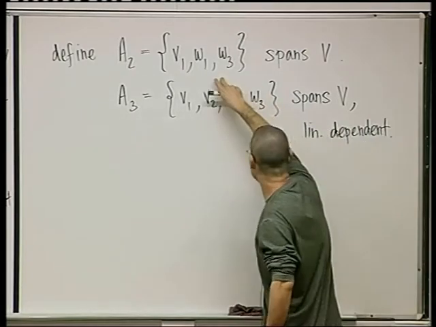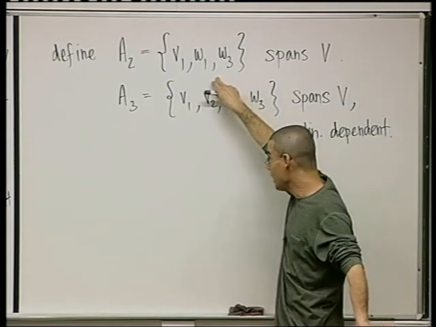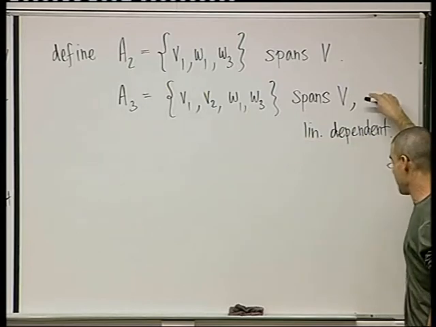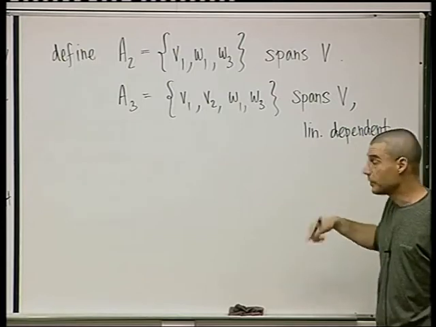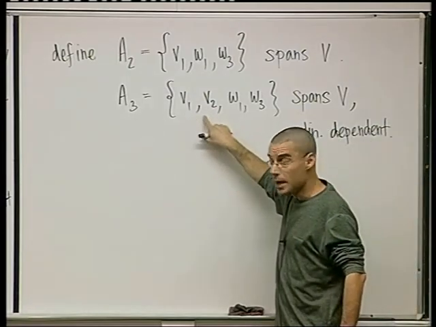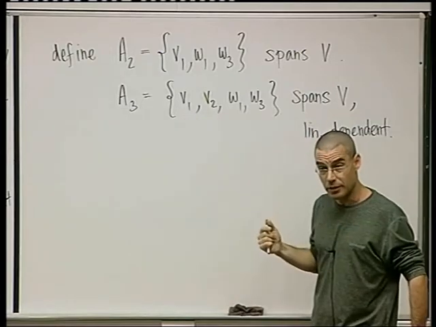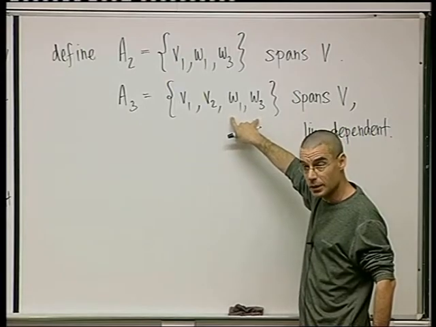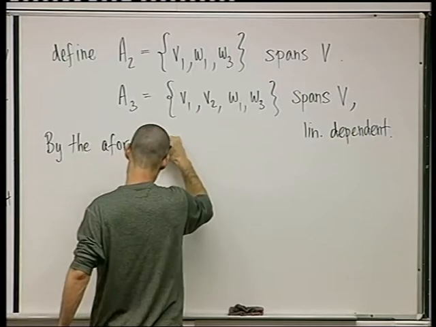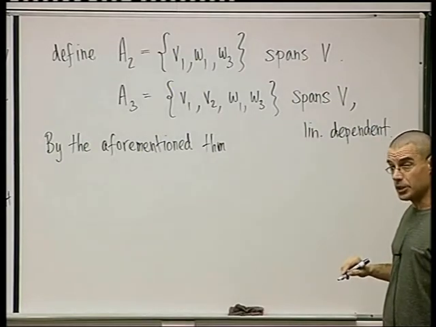Why is it dependent? Because A2 already spanned V, and therefore V2 was a linear combination of these guys, because any vector in V is a linear combination of these guys. Therefore, we have an element which is a linear combination of the others. Therefore, it's a linearly dependent set. Okay? So A3 spans V, and it's linearly dependent. By the theorem that we quoted, there's some guy here which is a linear combination of its predecessors. Okay? It cannot be V1 or V2, because V1 and V2 came from B, and B was linearly independent, and therefore they cannot be linear combinations one of the other, right? So it has to be one of these W's. Do you agree? Okay, so let's write that. By the aforementioned theorem, the one about in a linearly dependent set, there's an element that's a linear combination of its predecessors.